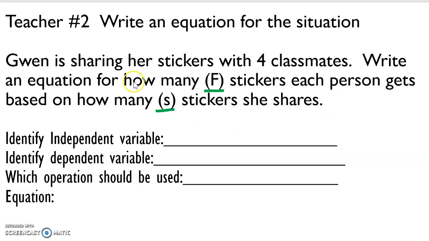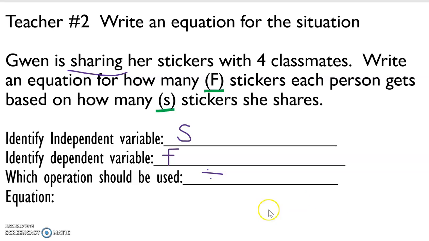Does the number of stickers each person gets depend on how many stickers she's going to share in total? Or is the number of stickers she shares in total dependent on how many each person gets? If you read those out loud to yourself, it will be that the number that each person gets, which we're going to use an F for, is dependent on how many stickers she has in total. Also in this problem, we should be able to identify a keyword or phrase to help us decide what operation. When we're sharing something into groups, that indicates that we have division.